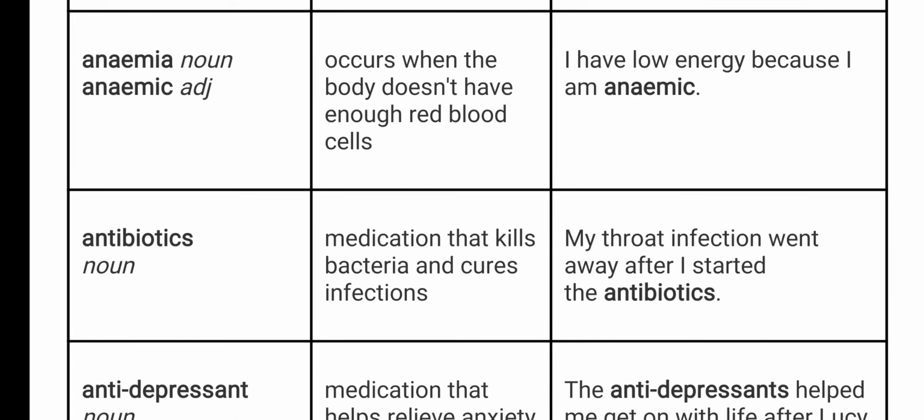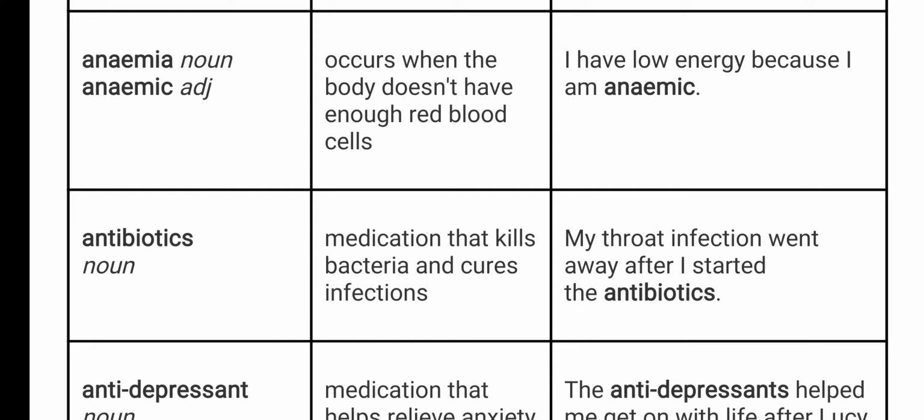Antibiotics, meaning medication that kills bacteria and cures infection.